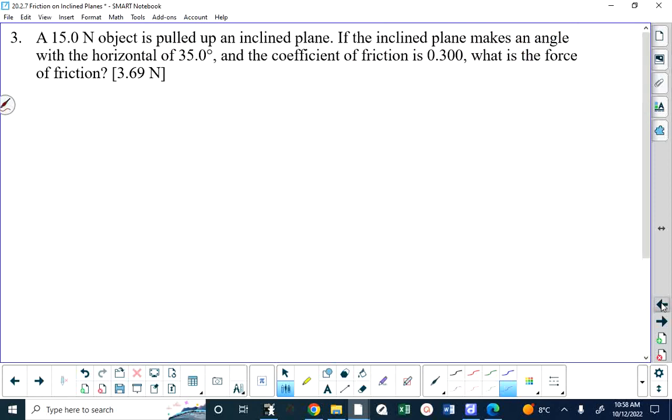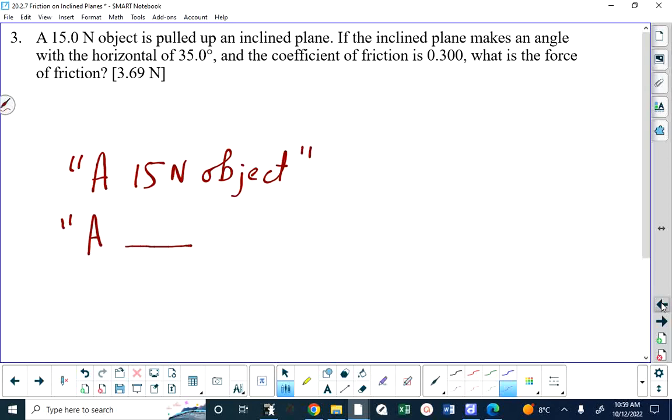And for that reason, occasionally you will see something like this, a 15 Newton object. Well, that is a blank kilogram object, right? And if we wanted to, we could work backwards and divide that by 9.81 to get the mass, okay? With all that being said, let's look at solving this problem. What is the force of friction? So you start off with your formula for force of friction. It's mu times the normal force.